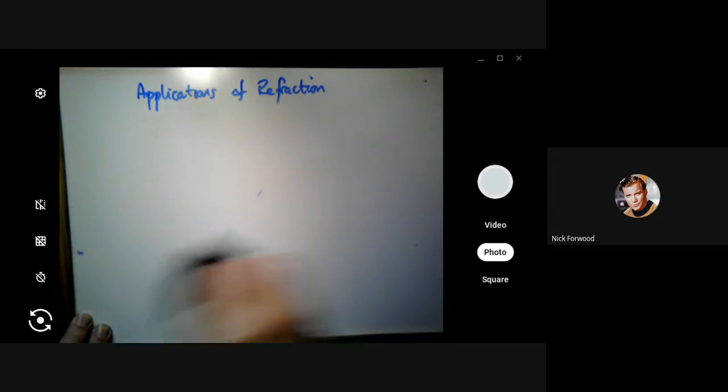And what you should do is just make a few notes about that, possibly with the diagrams.